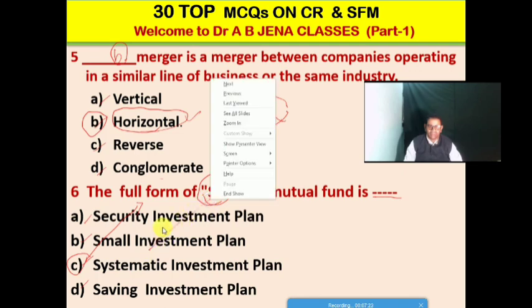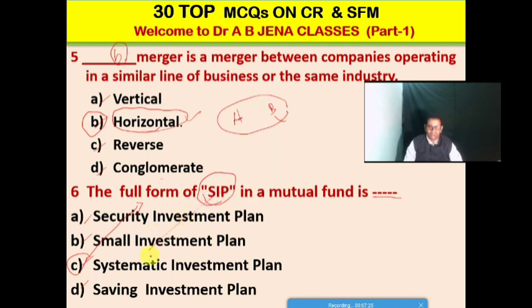So SIP, it's a systematic, I stands for investment, P stands for plan. So the full form of SIP is the systematic investment plan. So C is the right option for this MCQ.